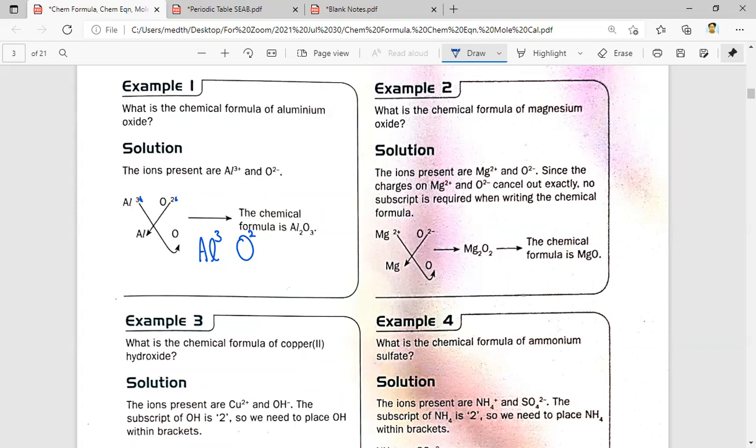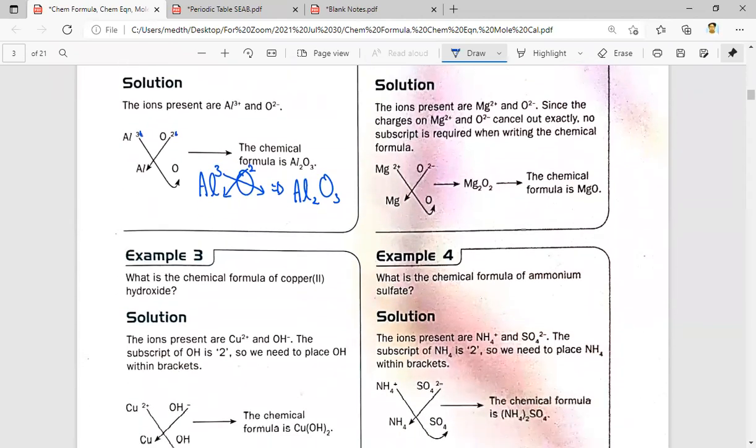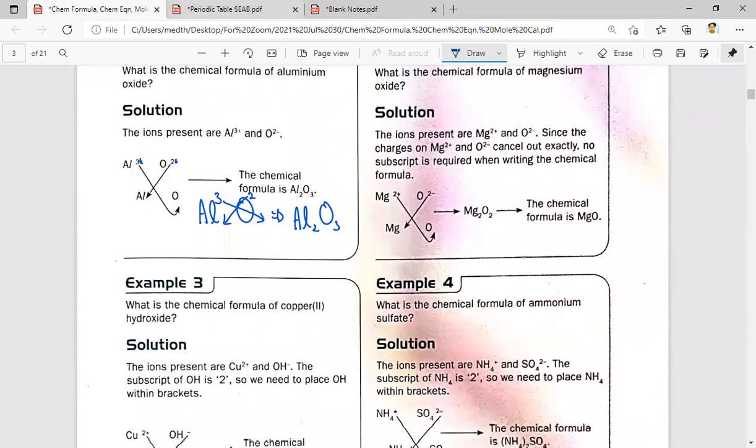Now, whatever I've written here is not the chemical formula. You only come up with the chemical formula after you have crisscrossed the numbers. So cross over the numbers: take the 2, cross over to the bottom right of aluminium, take the 3 of aluminium, cross over to the bottom right of oxygen. What you're going to get is Al2O3. This is how you get the chemical formula for aluminum oxide. Now, before we go into magnesium oxide and so on, I want us to try another one.